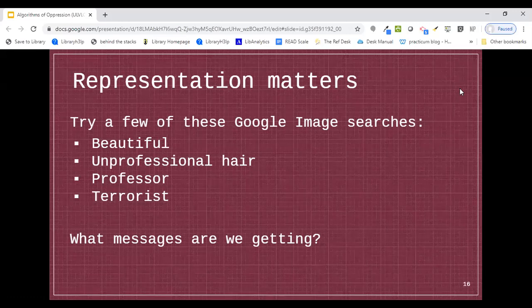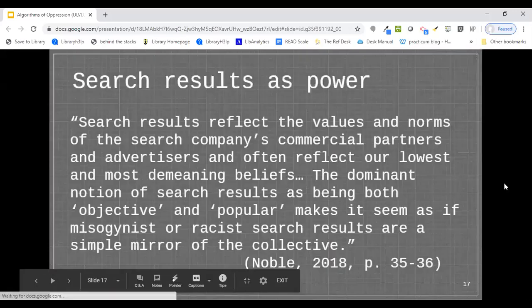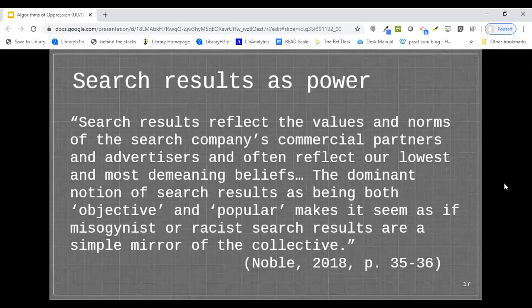And the internet is full of messages, and we're getting them all the time. So she talks about how the algorithm, as a sort of monolithic concept, gets blamed. But she says algorithms are made by people. We can't separate this from the people who create them and the societies in which they are created, the social constructs, the systems of oppression that already exist. And she talks a lot about this issue of capital.